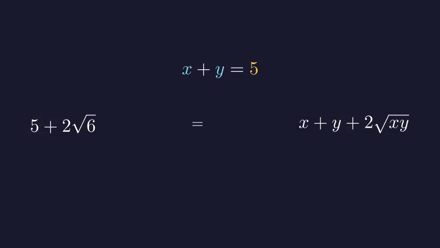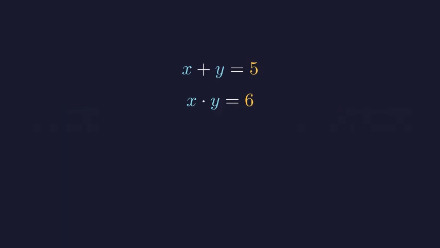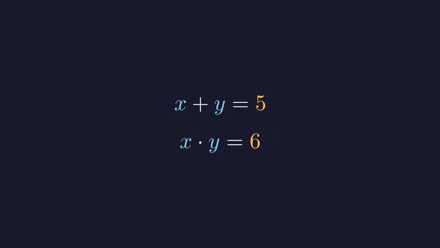Next, look at the radical part. On the left, we have 2 times the square root of 6. On the right, we have 2 times the square root of x times y. By matching these terms, we see that the product of x and y must equal 6. The complex algebra has dissolved into a simple riddle. We need two numbers that add up to 5 and multiply to 6.